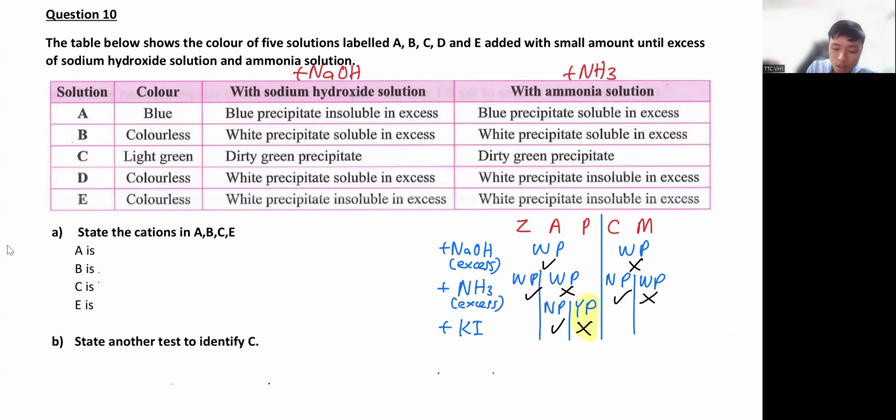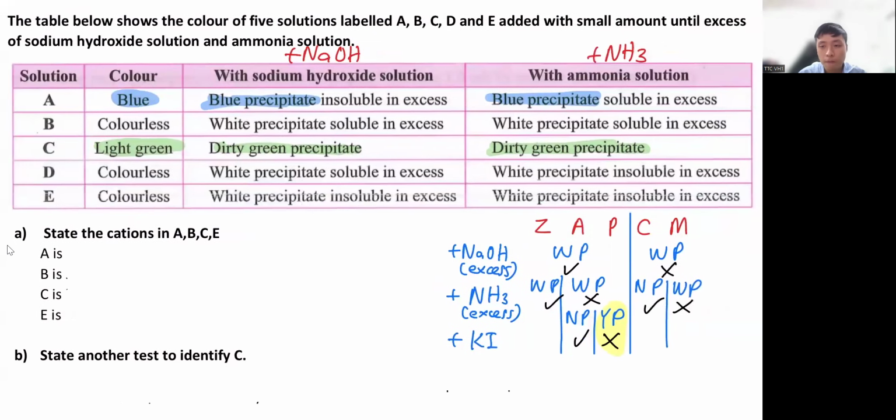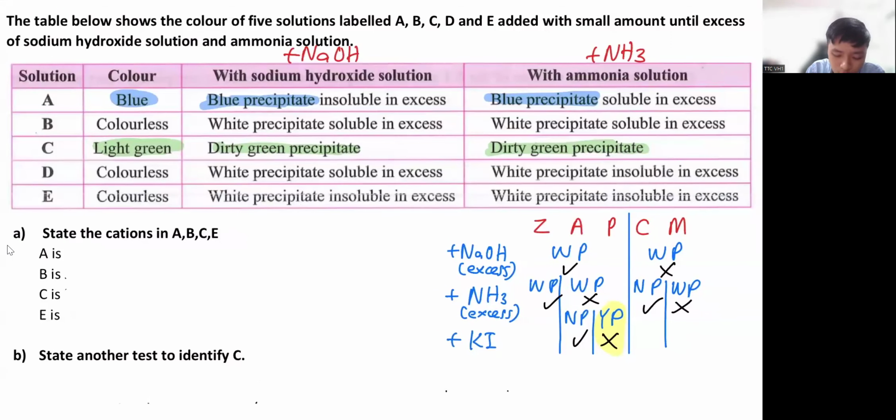First of all, A and C have color, right? So you settle the color first. So you get a blue precipitate, blue precipitate. Then you get green, green. May I know what is A? What is blue? Blue should be Cu2+. What about green? Normally, what's the color? Green. Yes, Fe2+. If I got brown, then it's Fe3+.